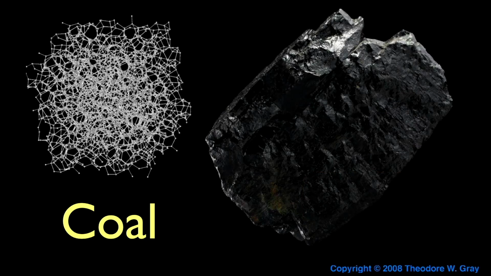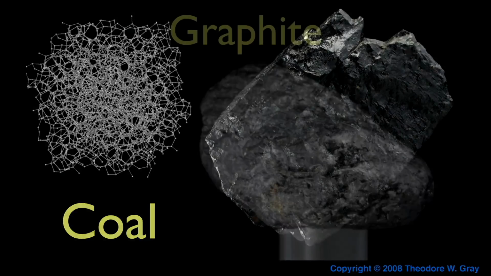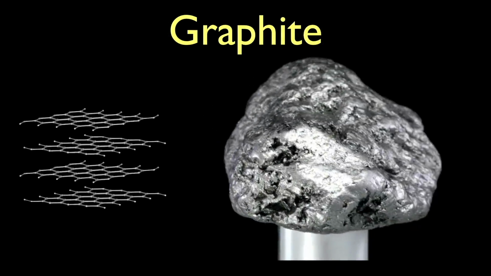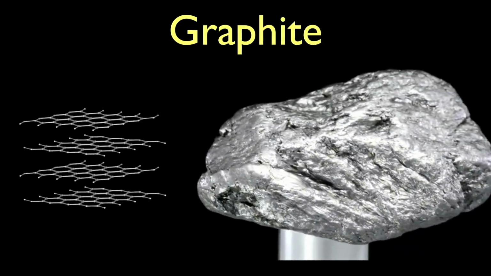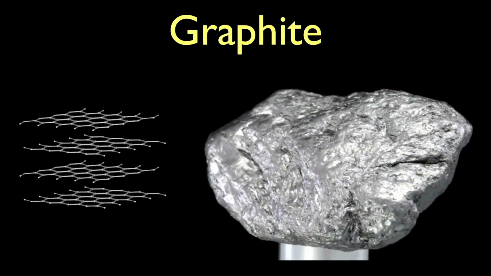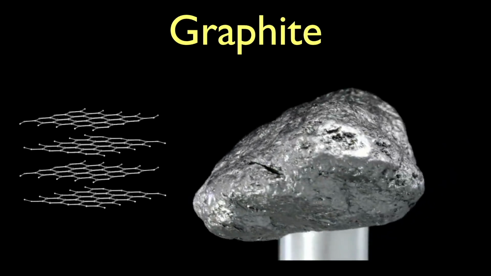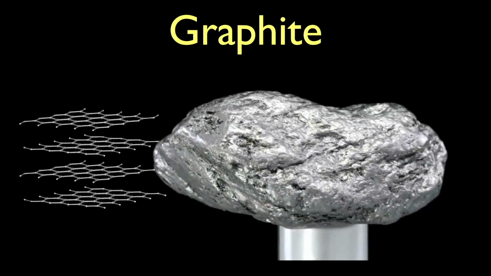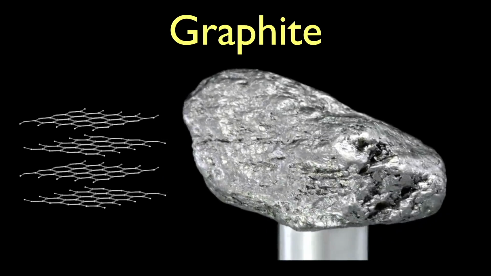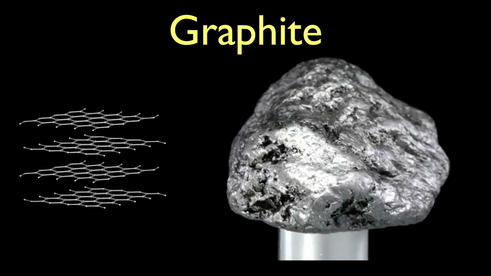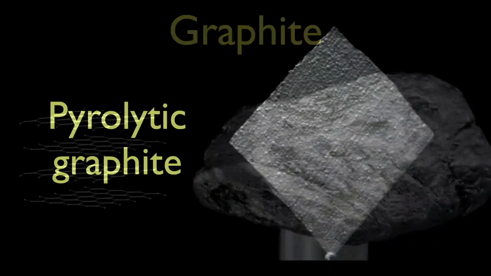The main allotrope we encounter is amorphous carbon in the form of coal. The atoms have no orderly arrangement. Graphite has a semi-crystalline structure with hexagonally arranged atoms in flat sheets loosely connected together. Notice that graphite has a shiny, almost metallic sheen.